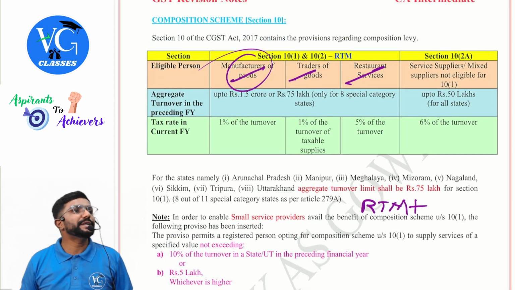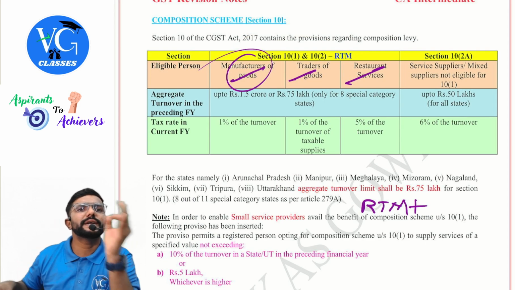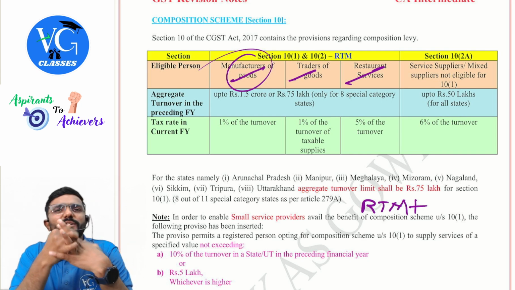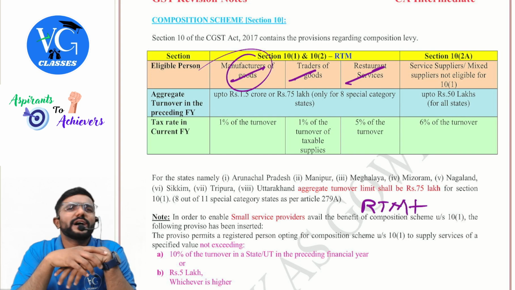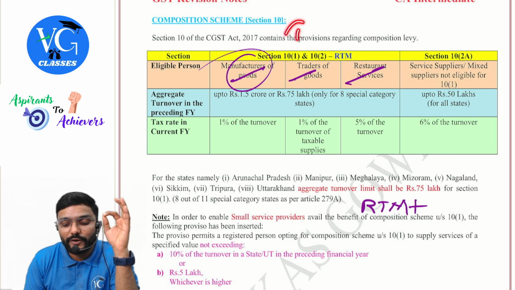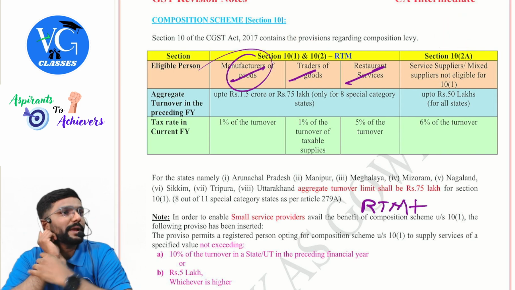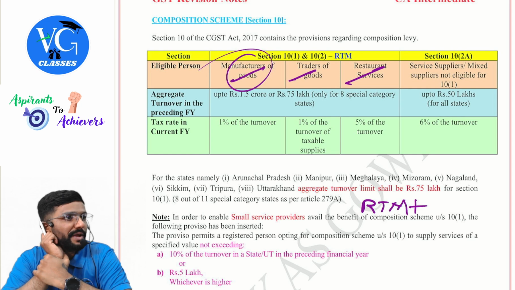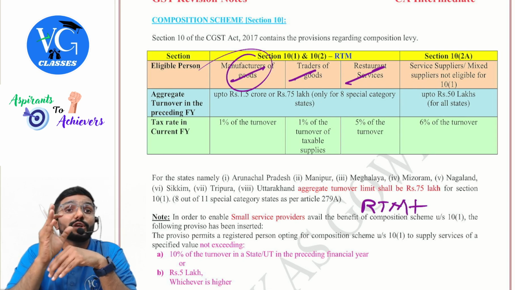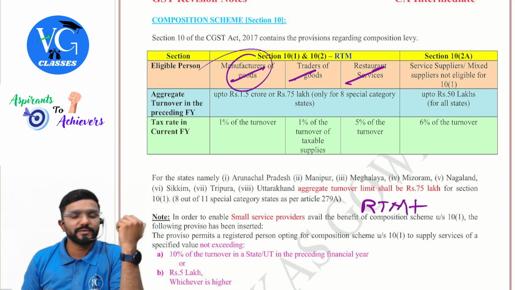Now coming to 10(2A). 10(1) and 10(2) we understood. Available only for whom? RTM plus any other marginal service. Now if I am not eligible for my business for 10(1) and 10(2), can I go and check 10(2A)? Yes. See, always knock the door of 10(1) and 10(2). If they are not opening, only then go and knock for 10(2A). Don't straight away go and knock 10(2A). So in simple, you are going and checking eligibility in 10(2A) only if you are not eligible for 10(1) and 10(2).